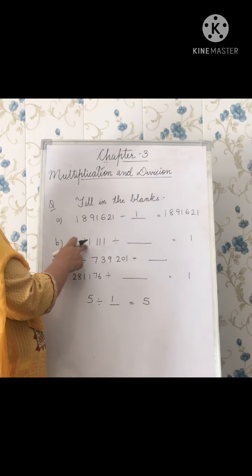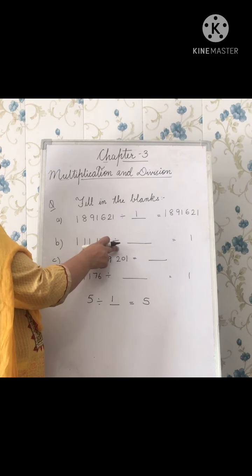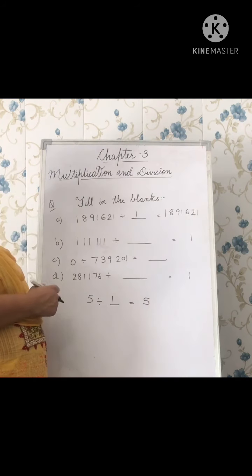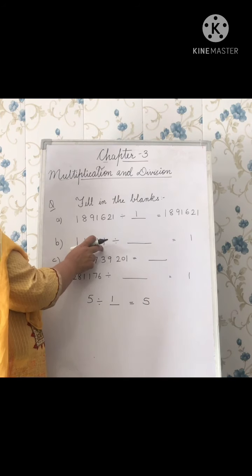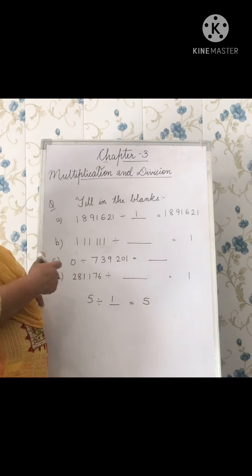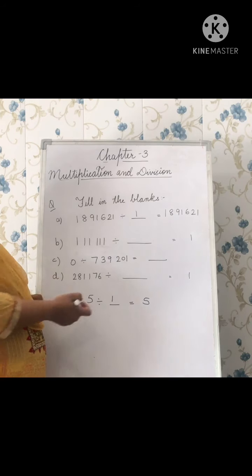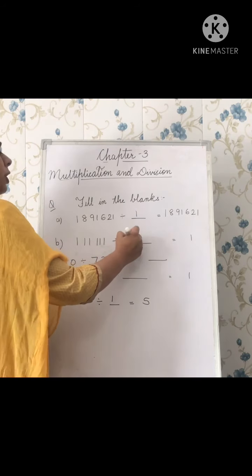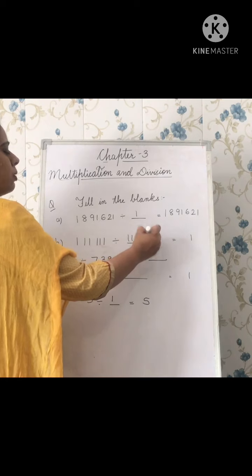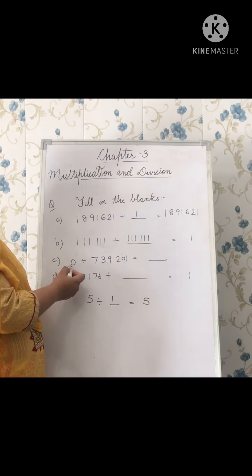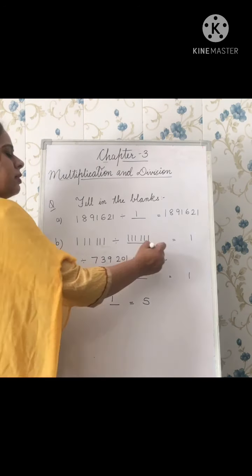Now 11111 को किससे डिवाइड करें कि हमारे पास आंसर वही आ जाए. As we have done this property, जब हम एक नंबर को उसी नंबर से डिवाइड करते हैं, if the number is divided by itself, the result is 1. So here you will write 11111. Now any number divided by 0, the result is 0.